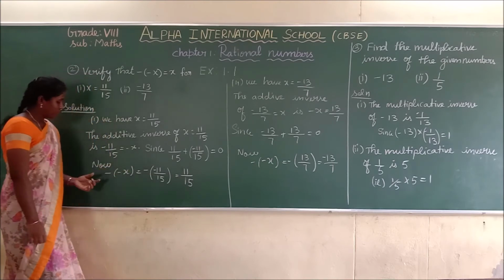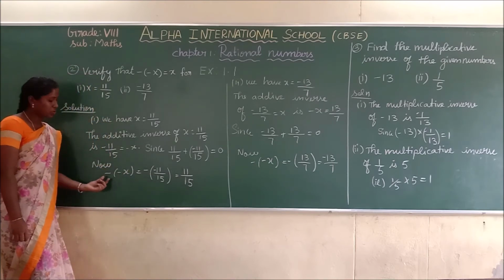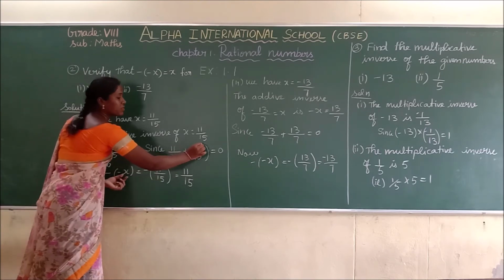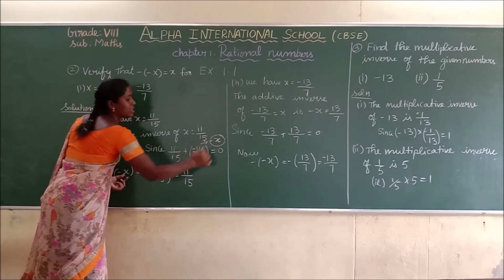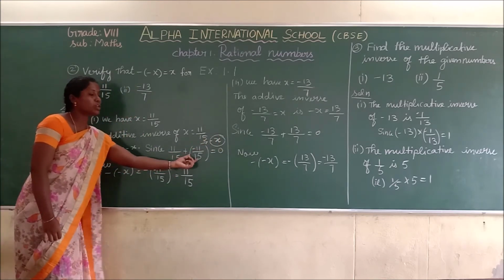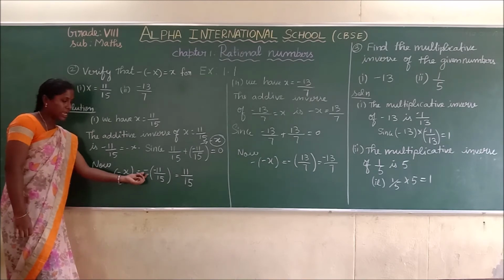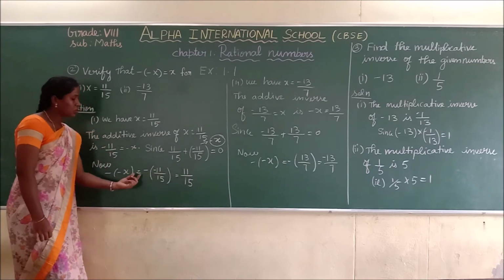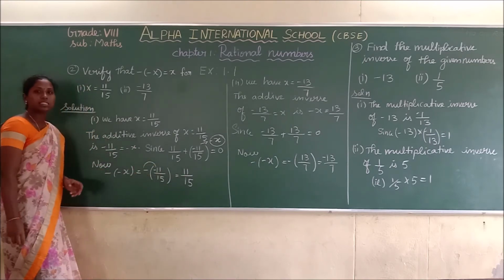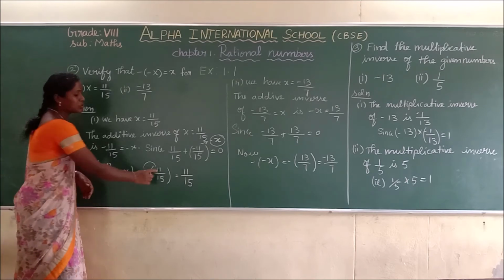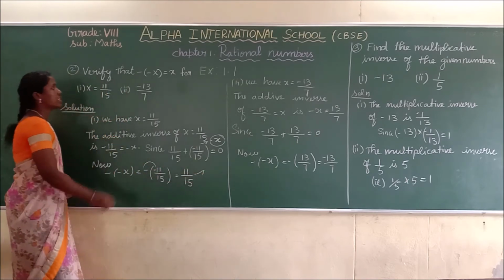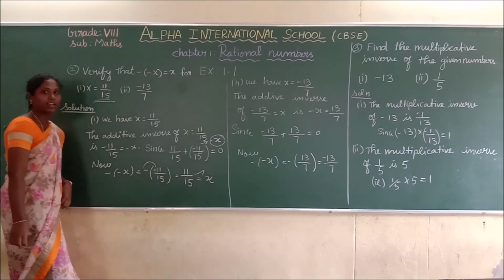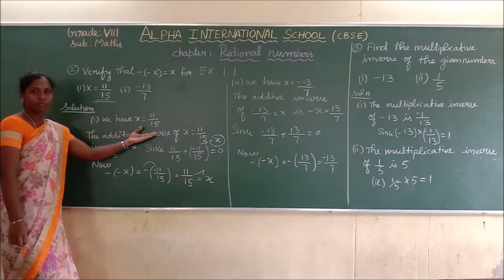Now we are going to check minus of minus x. What is the minus x value here? The additive inverse of the given number. This one we have to consider as minus x. So we substitute the value of minus x here. So minus of minus x is minus of minus 11 by 15. First we have to multiply the sign: minus into minus is plus. So it is 11 by 15. Whether it is equal to the given number x, yes, it is equal to x. So we have verified that for x equal to 11 by 15.